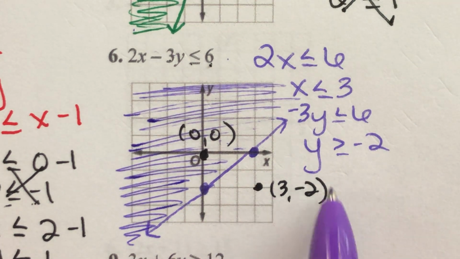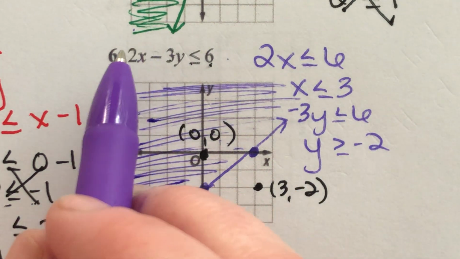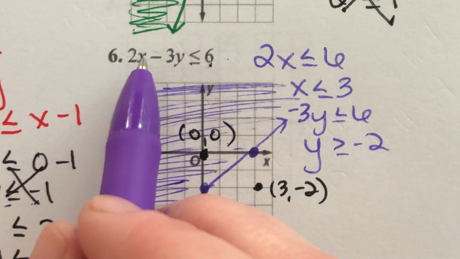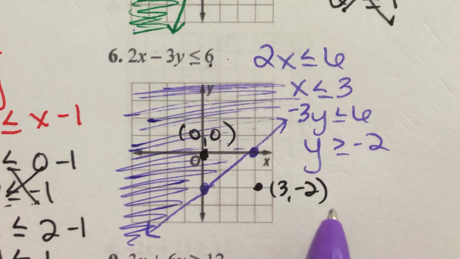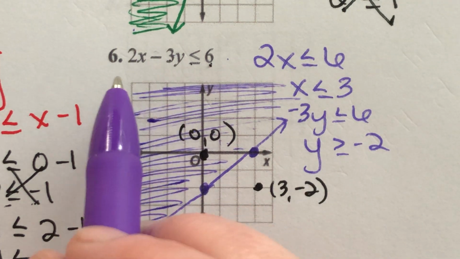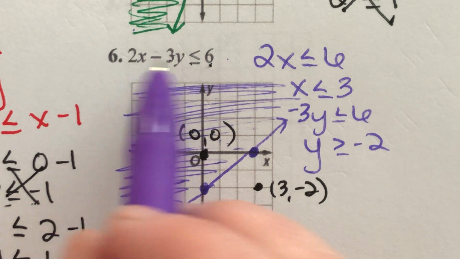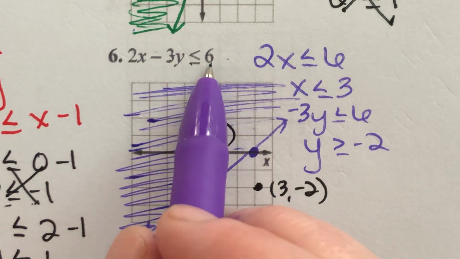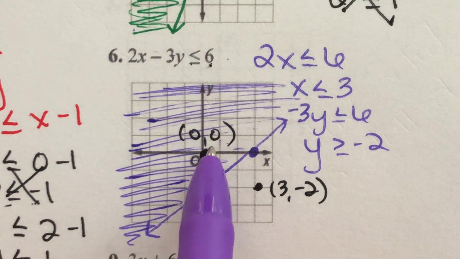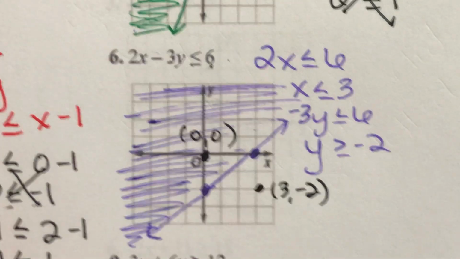If we were to use the other point, 3 and negative 2, and plug them in here, we would find that it is not a true inequality statement. 3 is x, 2 times 3 is 6, minus 3 times negative 2 is negative 6. 6 minus negative 6 is 12, and 12 is not less than or equal to 6. All right, so this would not work. It has to be 0, 0, so we shade all of this.